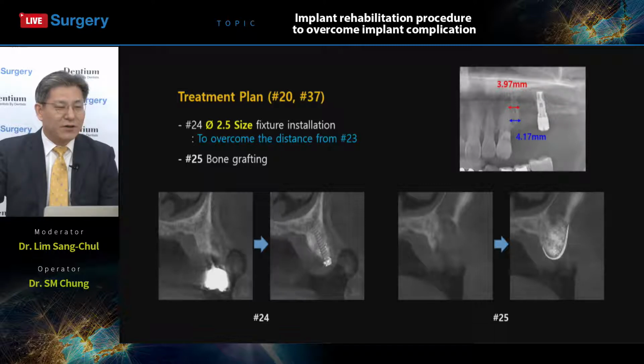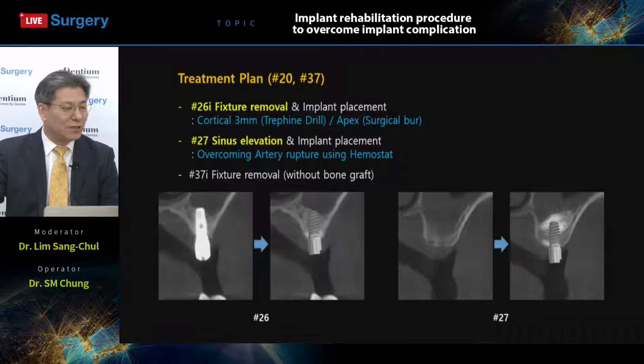About 25 area, maybe he wants bone grafting for a delayed approach. Just bone grafting with the GBR procedure, covered by membrane, and stay there. Maybe 4 to 6 months later, he is going to try implant installation. It means a delayed approach. What about number 26, 27 area?